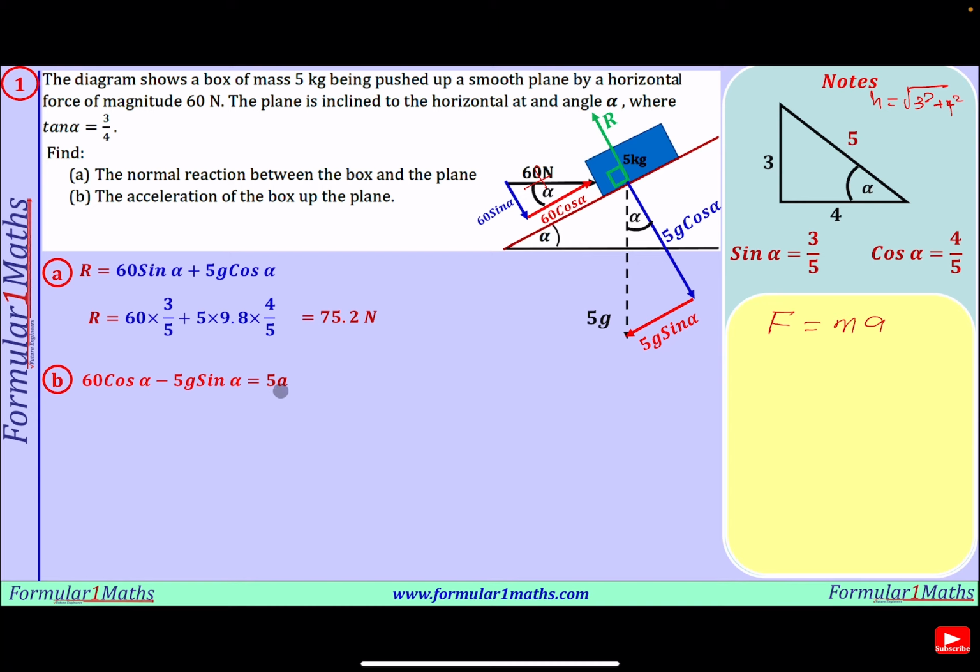That will be equal to 5 times A. So that is our force, the propelling force, equals m times A. So that's our Newton's second law. All we do now is do our substitution, and then we can solve for A. So we get this, and finally, we are going to get 3.72 meters per second squared. So that's it. That's how to solve that using Newton's second law of motion. So let's go to question 2.